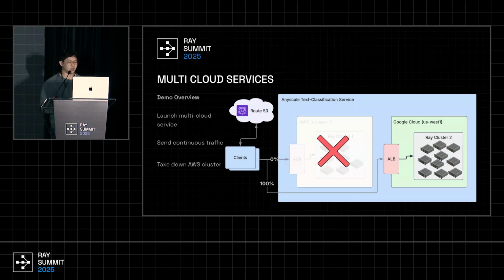Finally, we're going to simulate an AWS cluster failure and watch as the traffic begins to shift away from the AWS cluster into the Google Cloud cluster. And we'll also see that the cluster running in Google Cloud will upscale to support the influx in demand.